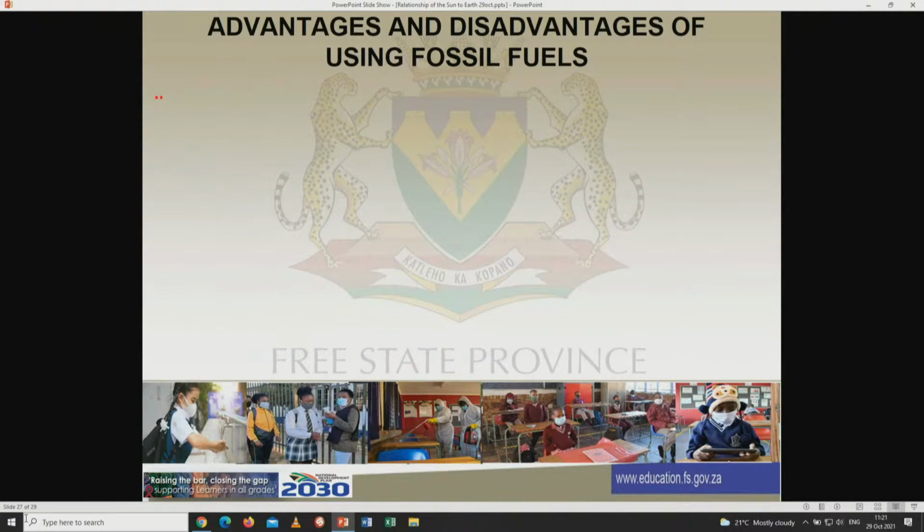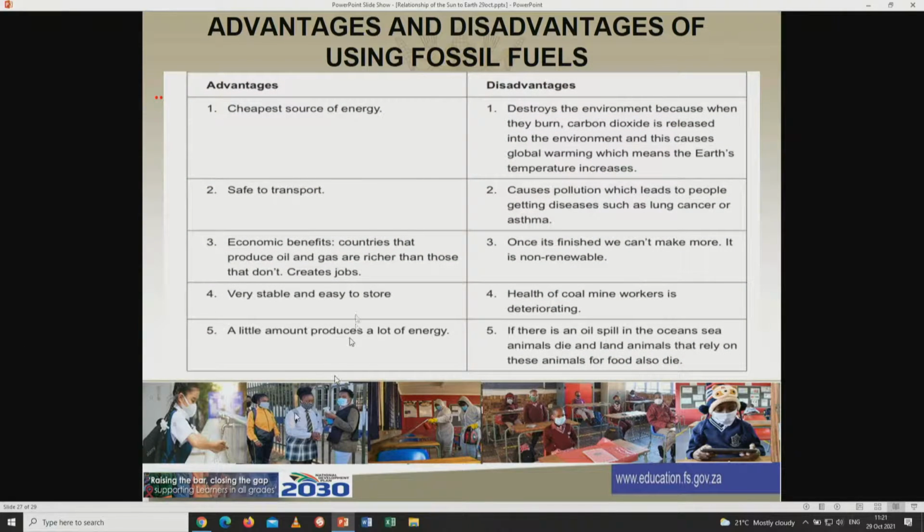Now, the last part of our lesson will be the advantages and disadvantages of using fossil fuels. Let's look at them. Let's start with our advantages. They are the cheapest source of energy. They are safe to transport. Economic benefits: countries that produce oil and gas are richer than those that don't, and they also create jobs. They are very stable and easy to store. A little amount produces a lot of energy.